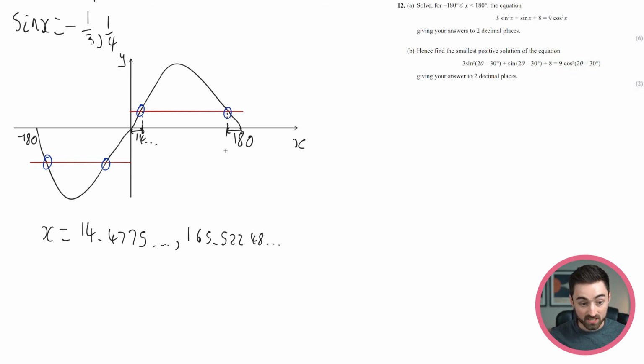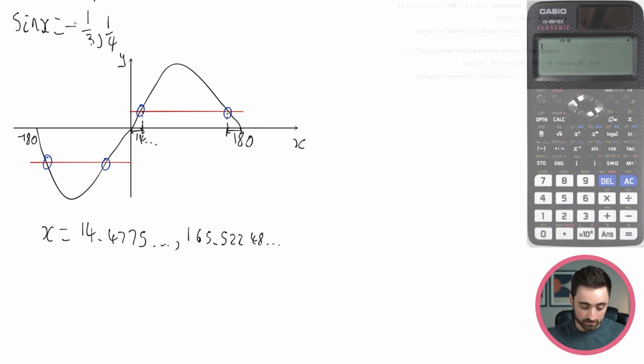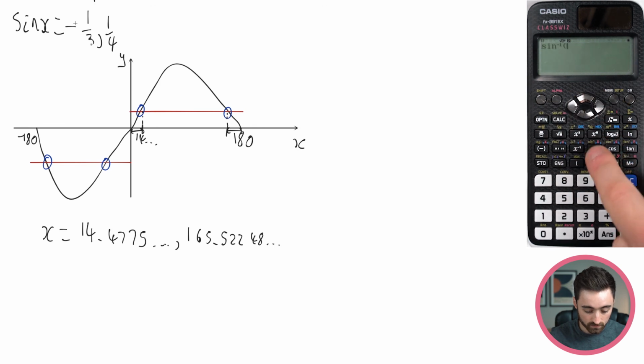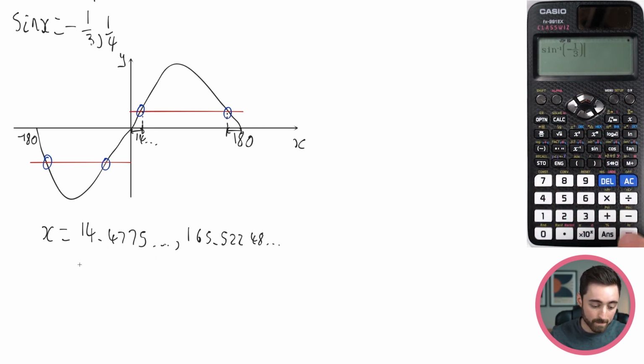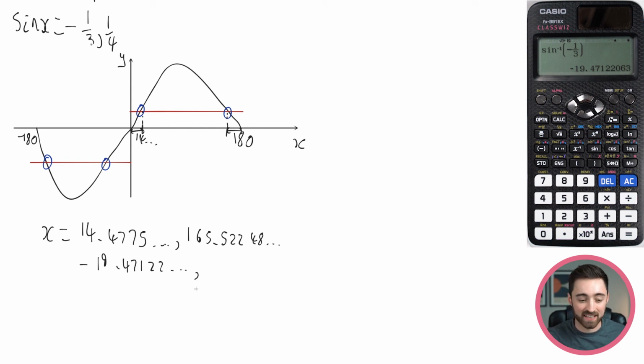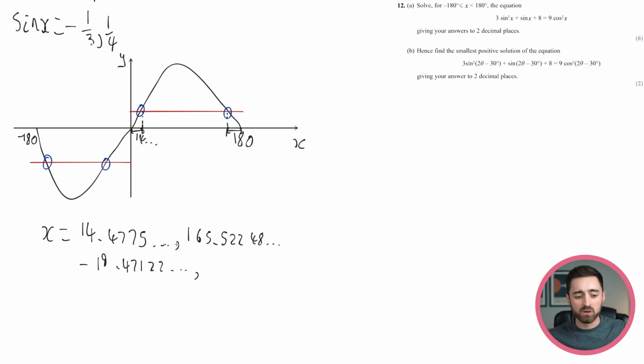165.52248... So that's going to be these two. Now what I need to do is get this, which is going to be the inverse sine of minus a third, which is going to be minus 19.47122... I'm going to round these to more decimal places later. It's just nicer to have it first, because then later on we might use them in other calculations, all of that stuff. So, and then similar kind of thing, right?